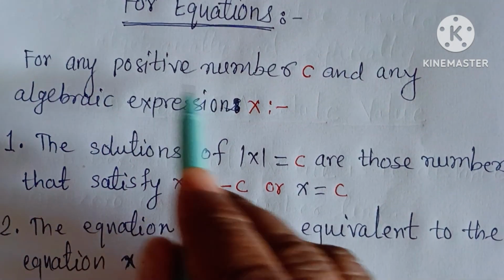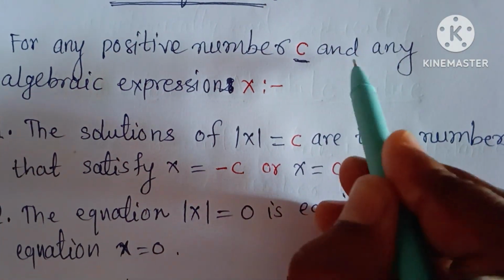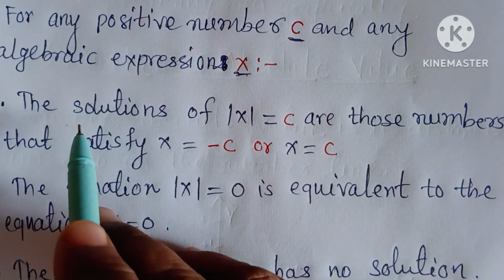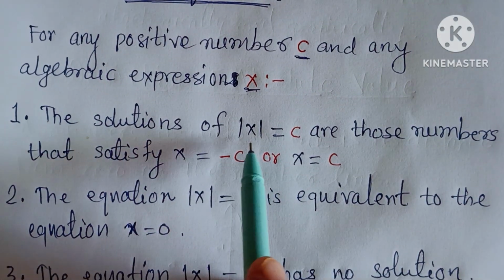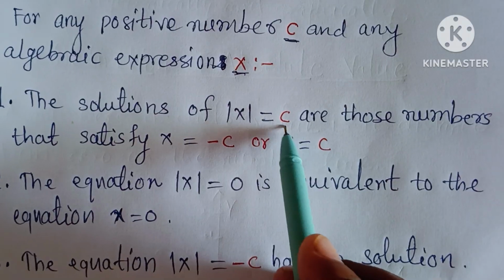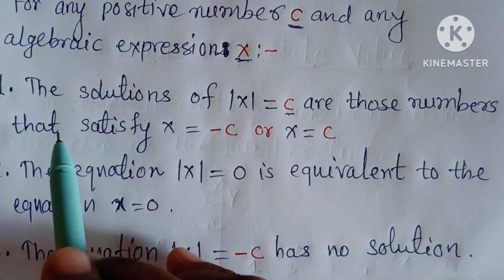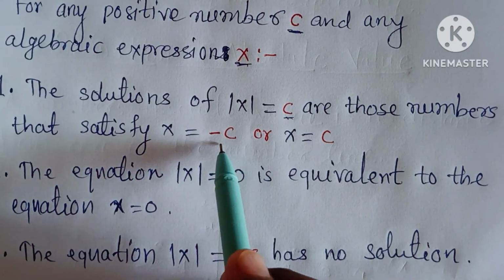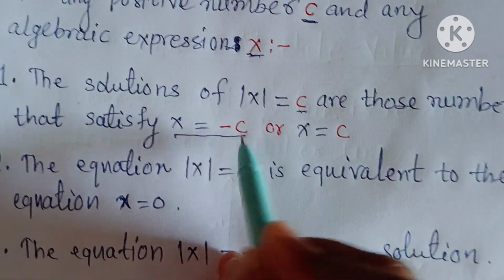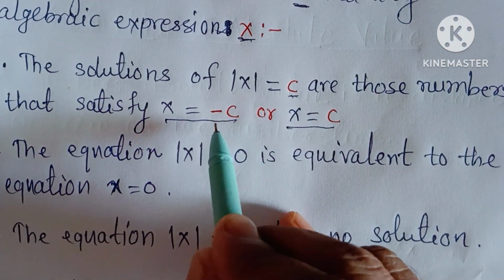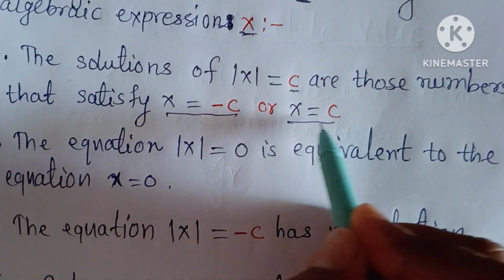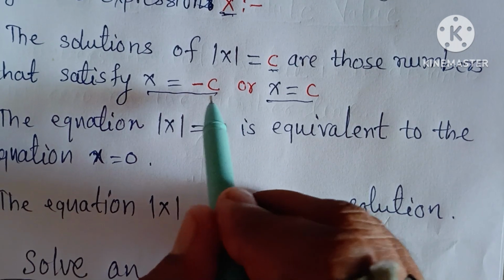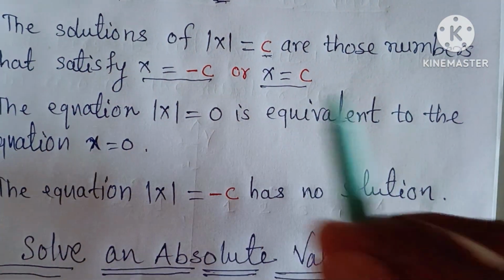Now the absolute value principle for equations. For any positive number c and any algebraic expression x, the solutions of the absolute value of x equal to c are those numbers that satisfy x is equal to -c or x is equal to +c. So for absolute value there are two solutions, one negative and one positive.